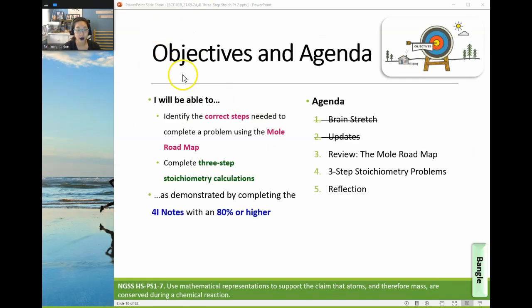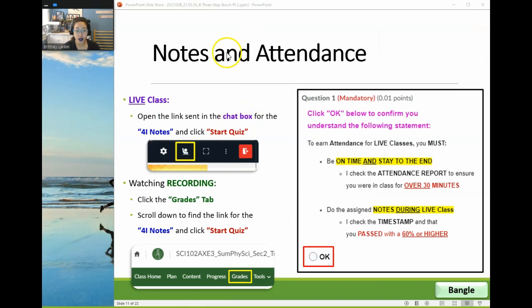So our objectives for today are to identify the correct steps needed to complete a problem using the MOL roadmap and specifically complete 3-step Stoic problems. Again, we have been doing 3-step Stoic problems, so we'll just be finishing that up. Again, getting a little bit more practice in our last lesson. So at this point, if you haven't already, please make sure that you open up your 4i notes and then click Start Quiz, pause the video, and then continue playing when you're ready.